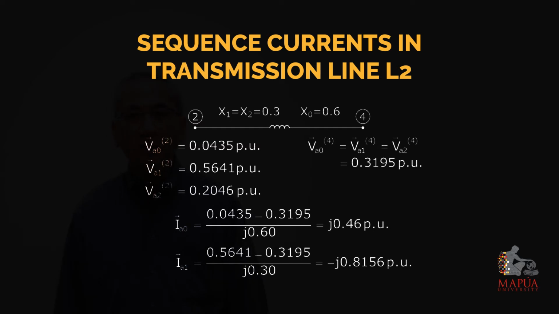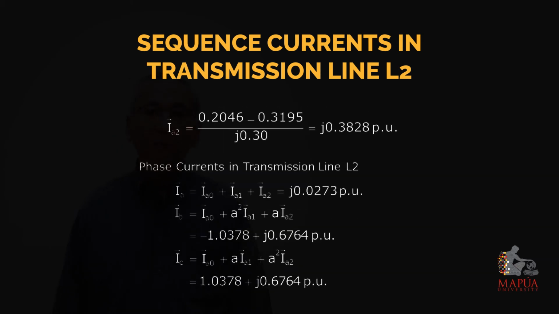IA1 is equal to 0.5641 minus 0.3195 divided by j0.30. And that gives us negative j0.8156 per unit for IA1. IA2 is equal to 0.2046 minus 0.3195 over j0.30, equal to j0.3828 per unit.